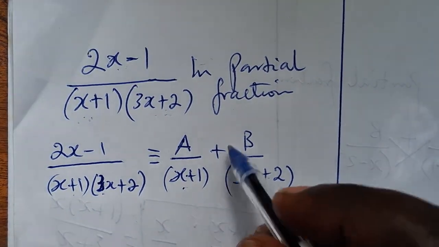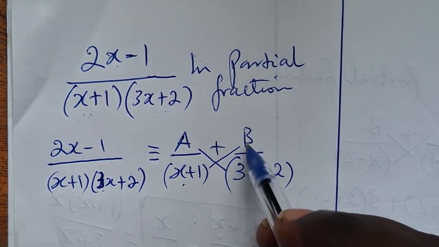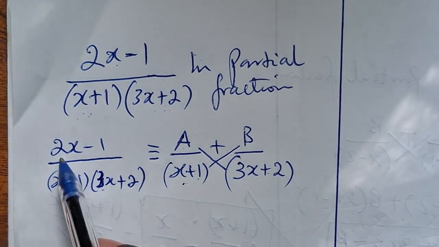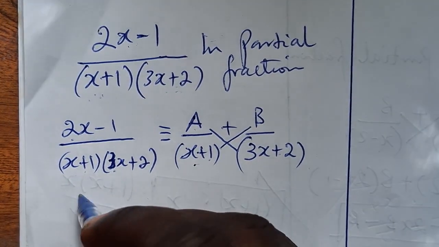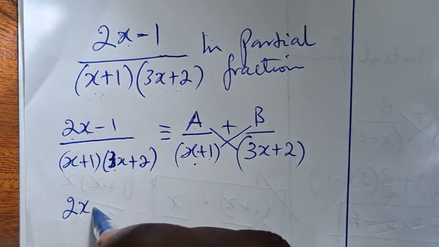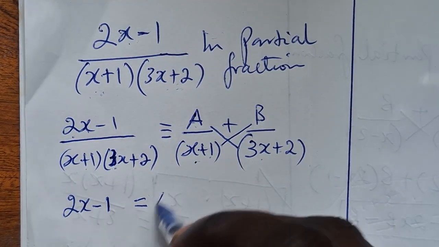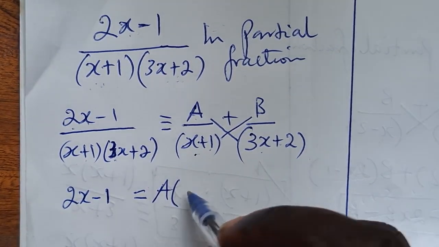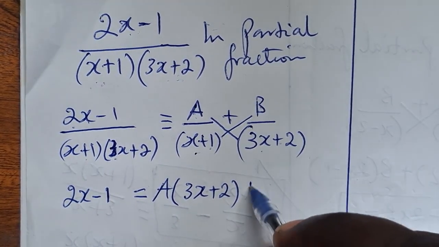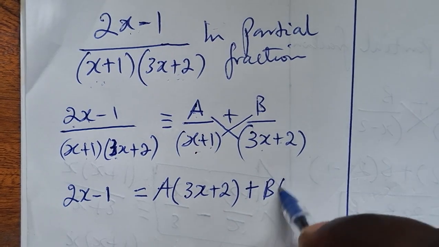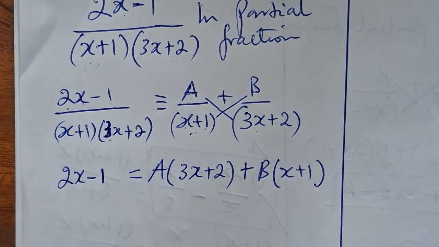The next rule is to cross multiply like this. A into all of this plus B into all of this is equal to the numerator, which is 2x minus 1. So we can say that 2x minus 1, which is the numerator, is equal to A into 3x plus 2, plus B into x plus 1. And now we have this expression.